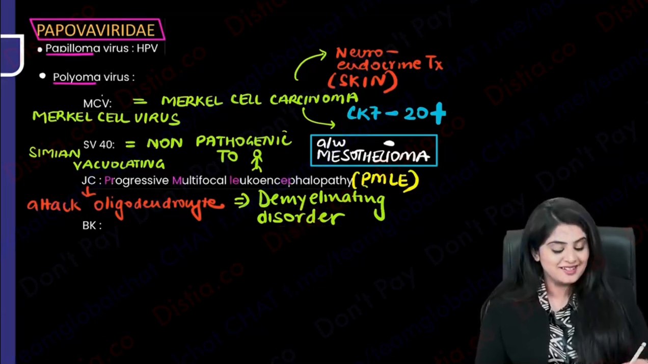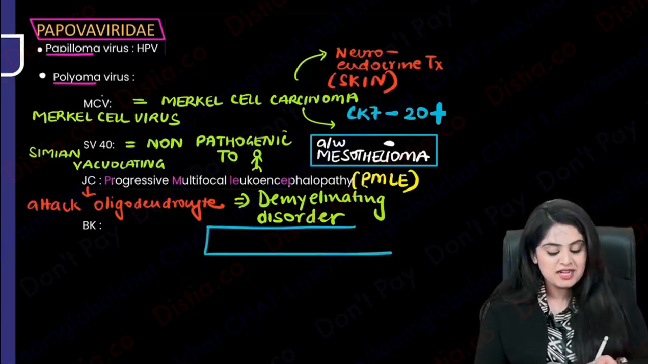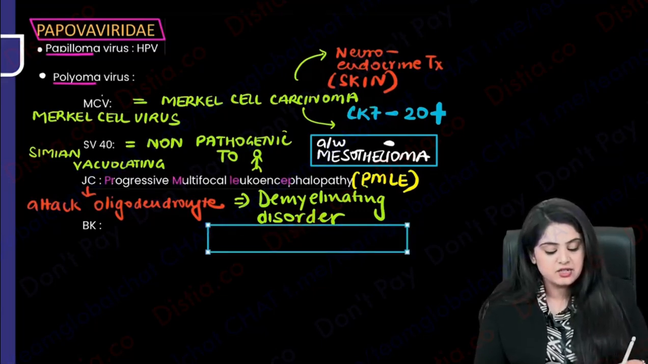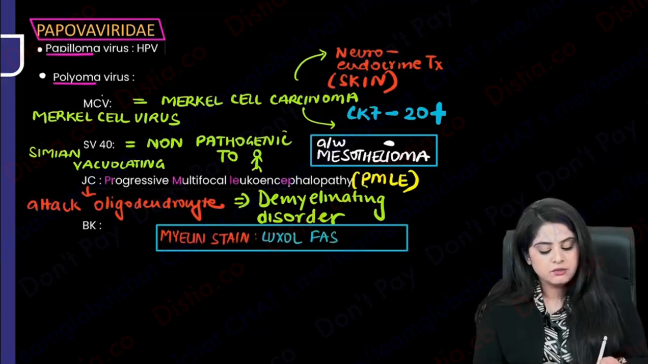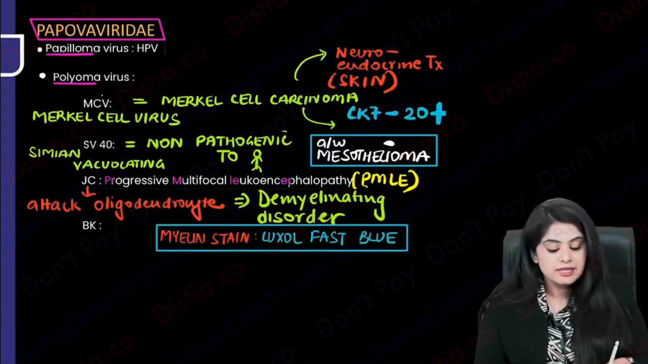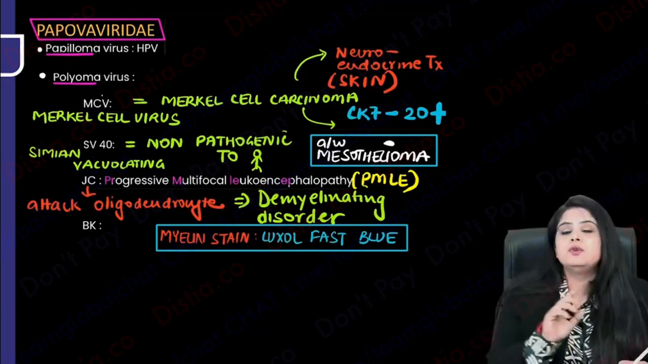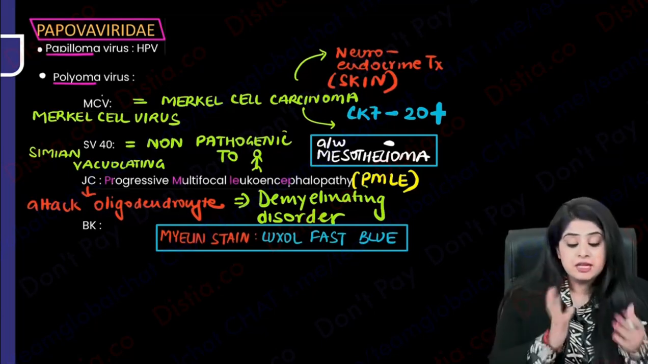Ek aur correlation karna padega. We will have to do another kind of an integration. What is that integration? Can you tell me the stain for myelin? Myelin stain that we have studied, it is Luxol Fast Blue. What was the methodology of learning it? How will I know that Luxol Fast Blue is the stain for myelin? Because tell me, will you get a positivity over here? No. This is a demyelinating disorder. I will get a Luxol Fast Blue negativity over here. Myelin gaya, stain gaya.